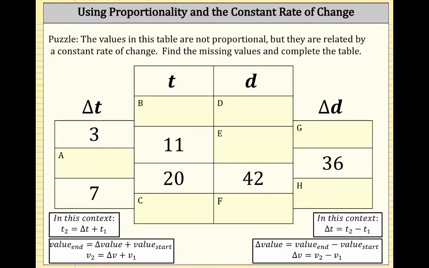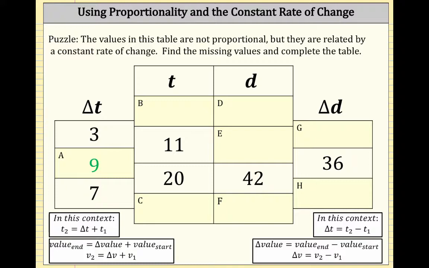So what we're going to do next is find and determine the value of A. We're going to use that subtraction relationship between changes. So we're going to take 20 minus 11, and 20 minus 11 gives us 9. Next, we're going to use a relationship where the ending value is equal to some change in value plus the starting value.